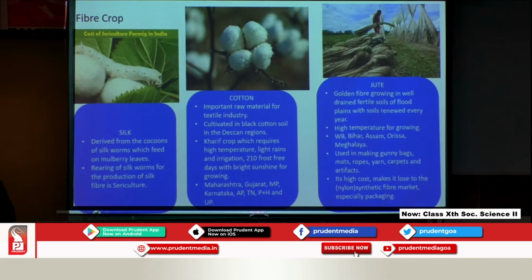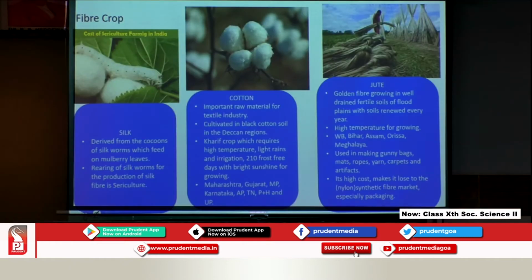It is grown in Maharashtra and Gujarat, Madhya Pradesh, Karnataka, Andhra Pradesh, Tamil Nadu, Punjab, Haryana and Uttar Pradesh. Kindly excuse me for writing short forms here, but I couldn't fit it into the slide. So, Maharashtra and Gujarat are leading states in the country where cotton is grown. Besides that, you have it in MP, Madhya Pradesh, Karnataka, Andhra Pradesh, Tamil Nadu, Punjab, Haryana and Uttar Pradesh.